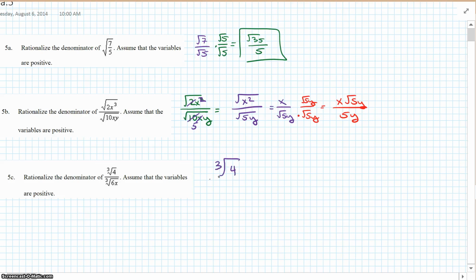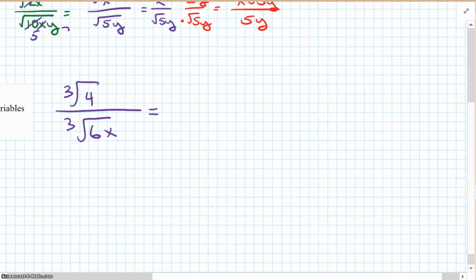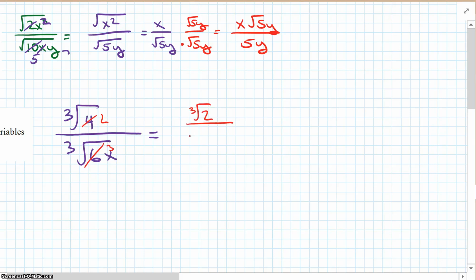Cube root of 4 over the cube root of 6x. Well, let's simplify. Since the index is the same, we can go ahead and simplify. I can make this 2 and a 3. So on top I have the cube root of 2 over the cube root of 3x.